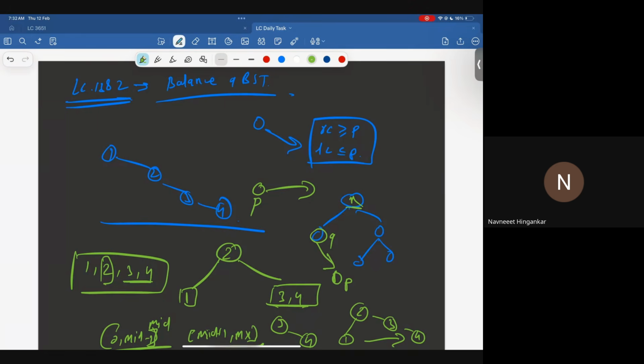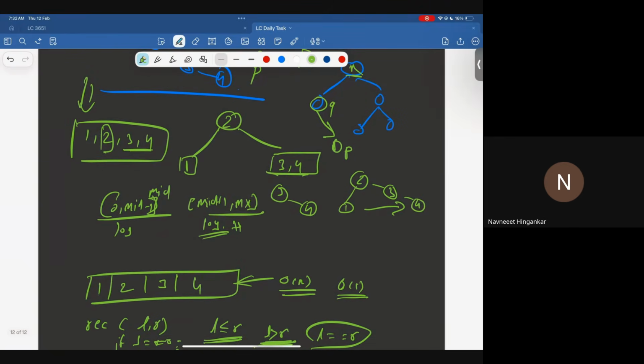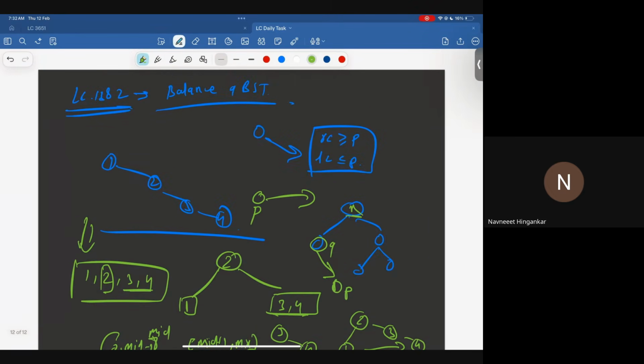Everyone understood this thing, right? Like I convert it into an array and then just recursively modify the procedure. And you don't even need to sort this thing, because you were given a binary search tree, just that it was not a balanced binary search tree. So all you need to do is just the in order processing.